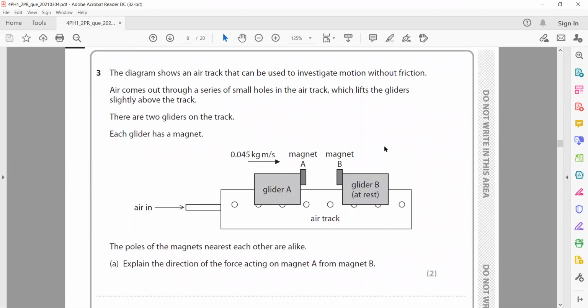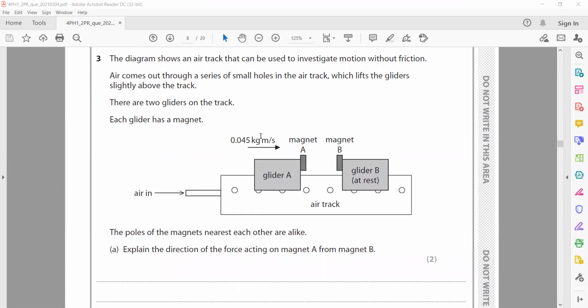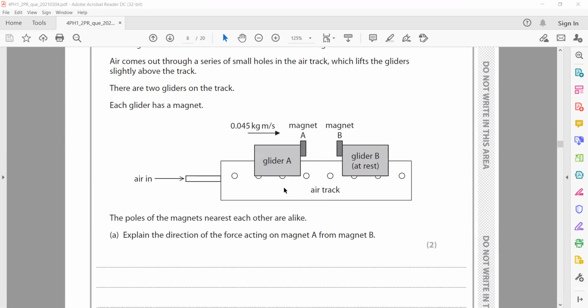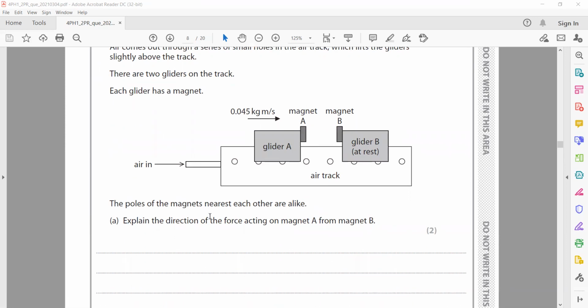The diagram shows an air track that can be used to investigate motion without friction. Air comes through a series of small holes in the air track, which lift the glider. There are two gliders on the track. A magnet is placed on each. Explain the direction of the force acting on magnet A from magnet B.